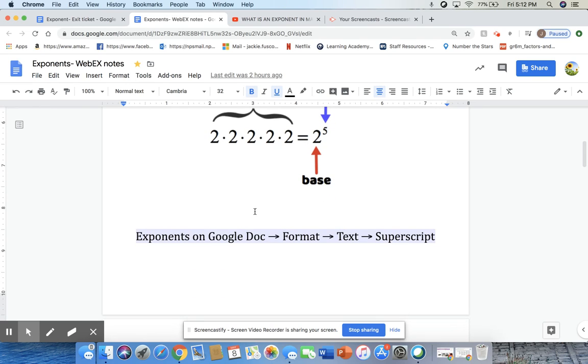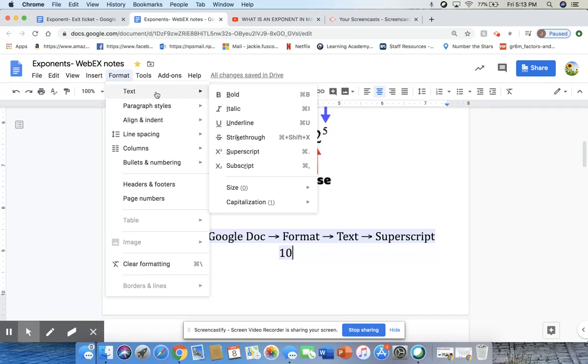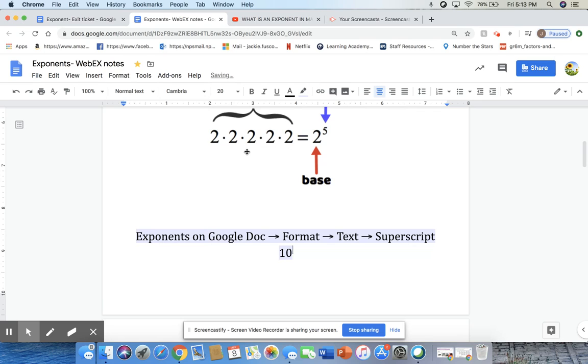Now, before we continue on, I just want to show you how to make an exponent on a Google Doc. So, for example, if I have 10 and then I want to put the exponent 3, I'm going to go to Format, which is up here, Text, Superscript. See how it shows an X with a little exponent with a 2? You're going to click on Superscript, and if I want to add the exponent 3, it looks like a 3, okay? So that's how you add an exponent.